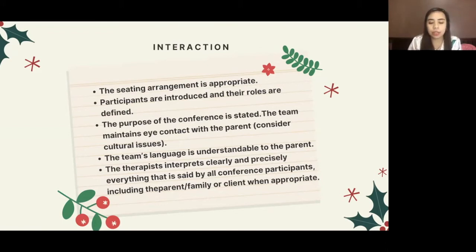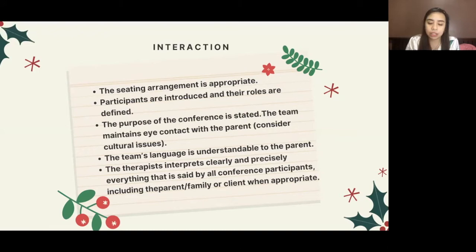Participants are introduced and their roles are defined. This usually applies to when there's a rehab team present. So you say this is Doctor blah blah blah. This is the developmental pediatrician. This is the OT who evaluated as well. So at least there's collaboration and or intercollaboration. And the purpose of the conference is stated.